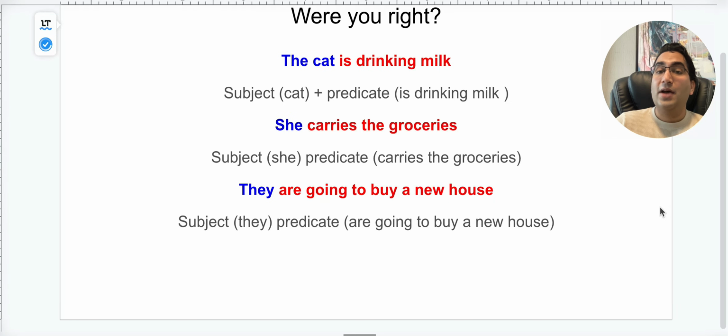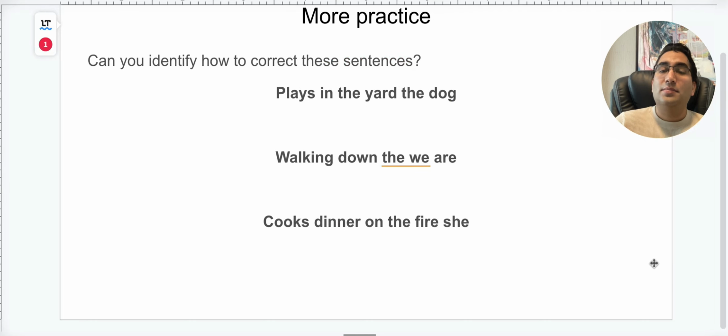And if you didn't figure it out, here are the answers. Look, it's simple. The cat is the subject. She is the subject. They is the subject. Whenever you see the action being done, the main character is the subject. And what is being done, the actual situation, is the predicate. Okay? Now let's look at more sentences, but these are incorrect.